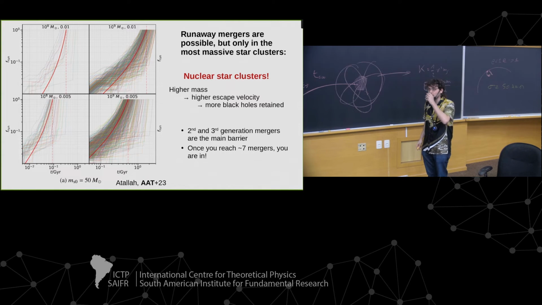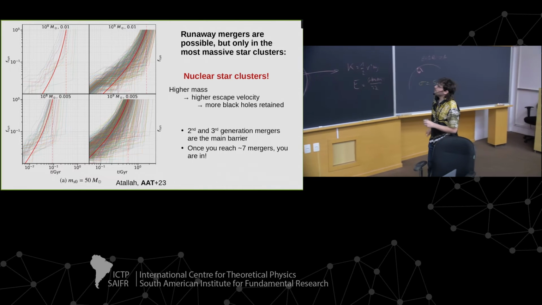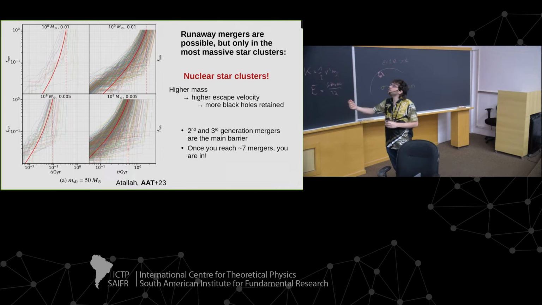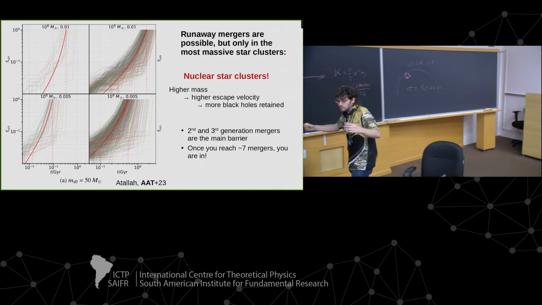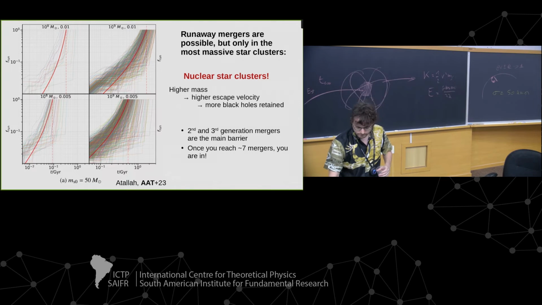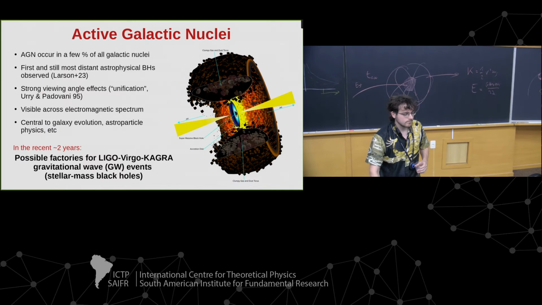Questions? No, good. What we saw basically is that the main barrier is the second and third generation. Once you reach 7 mergers, your seed is so massive that even if it merges with a smaller mass black hole, it's not going to get kicked out of the cluster. Okay. Any question on the dynamical channel? Because now I'm going to move to the active galactic nuclei channel.